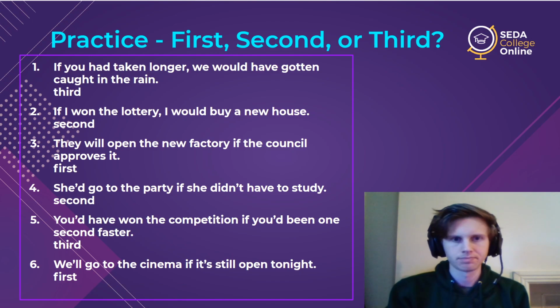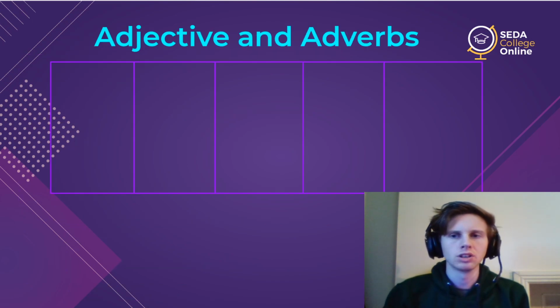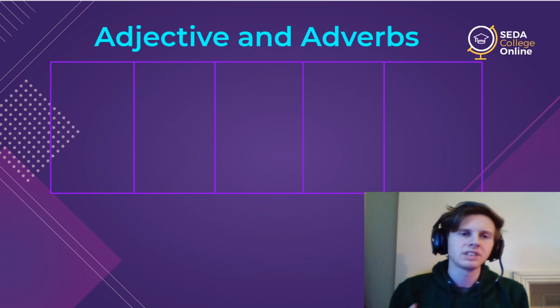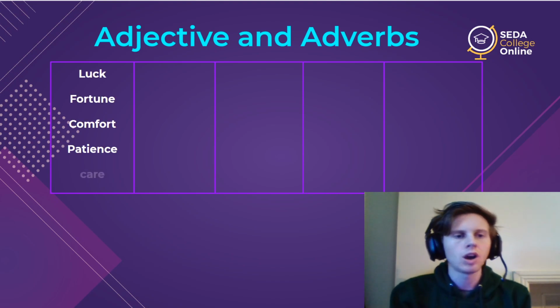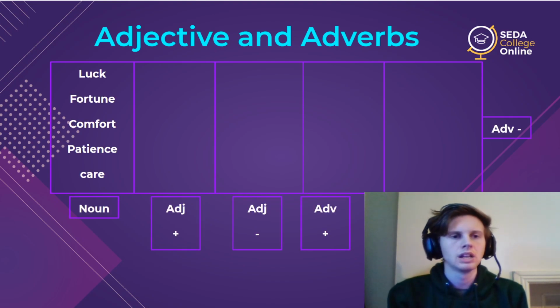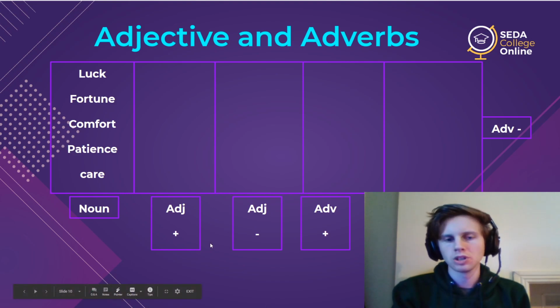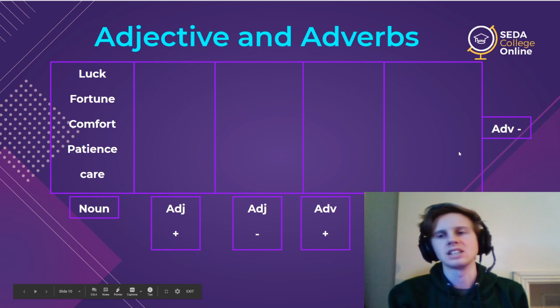All right. So let's go and do those adjectives and adverbs. Check those word derivations. So I'm just going to talk a bit about how you can make different words and the prefixes or suffixes that we use to do this. So I've got some common nouns here: luck, fortune, comfort, patience, and care. And I'm going to show you how to make the positive and negative adjective and adverb.